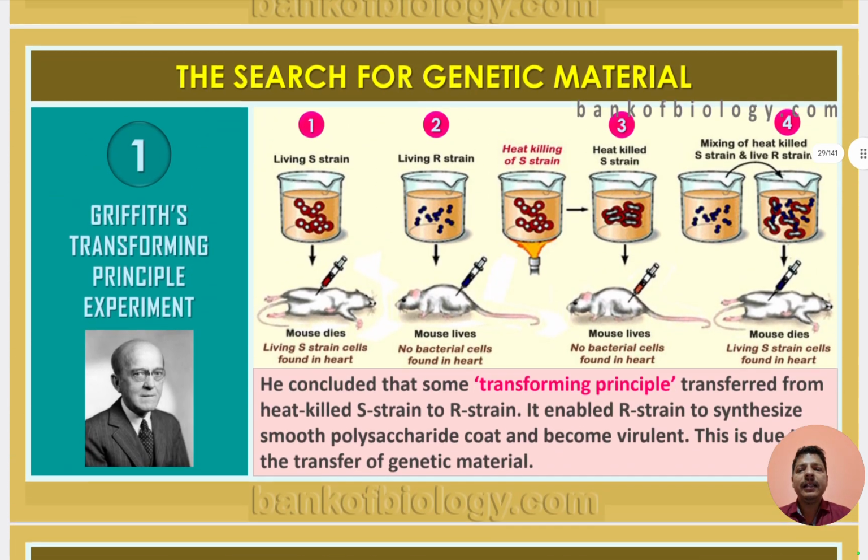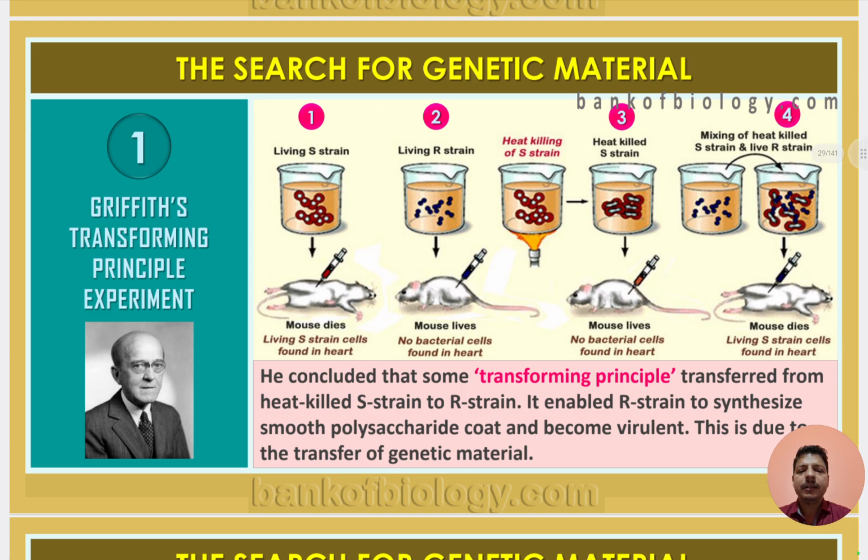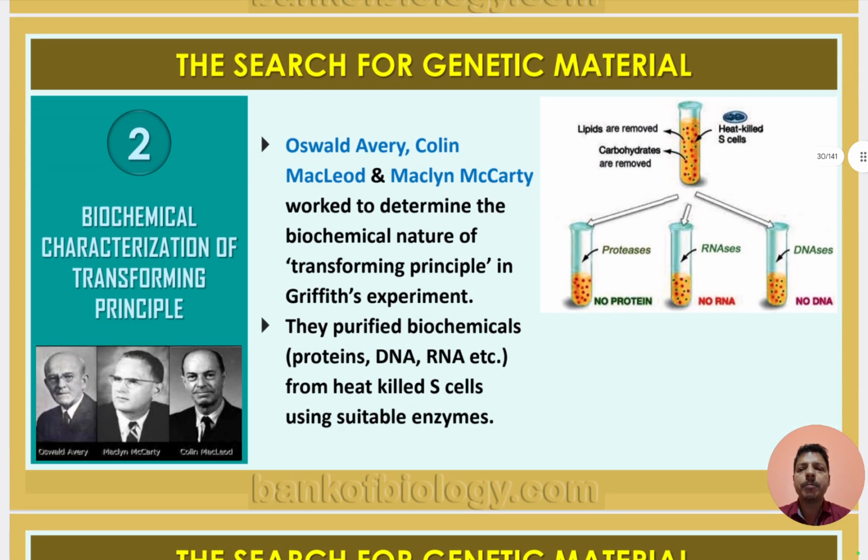Still, this experiment does not conclude which one is the genetic material. Then more scientists came, with biochemical characterization of the transforming principle. Scientists like Oswald Avery, Colin MacLeod and Maclyn McCarty worked to determine the biochemical nature of the transforming principle in Griffith's experiment. They purified biochemicals, proteins, DNA and RNA, from heat-killed S strain using suitable enzymes.